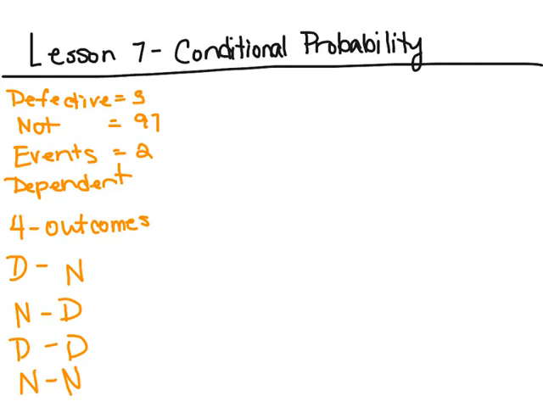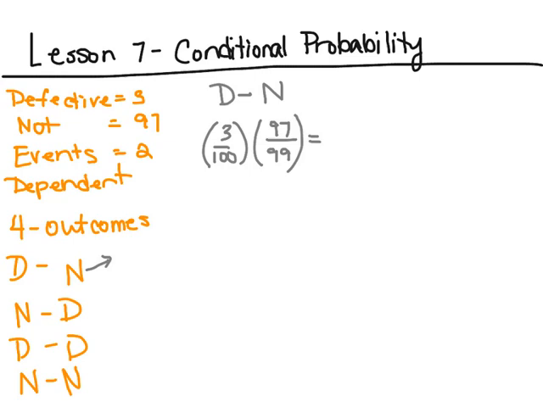So thinking through this, let's first do the probability of the first event happening. We're going to call event 1 PA. So let's do defective and not defective first. Event 1, we know it's defective. That would be 3 out of 100. Not defective would be 97, but now there's only 99 chips left in the box. So it's 97 over 99. Multiply our 2 events together is 291 over 9,990. And as a percent, this is 2.9%.